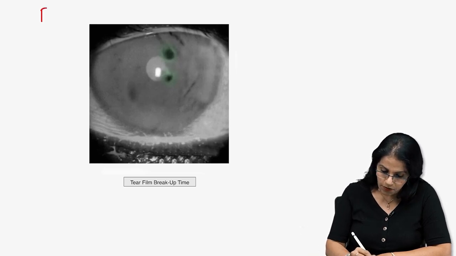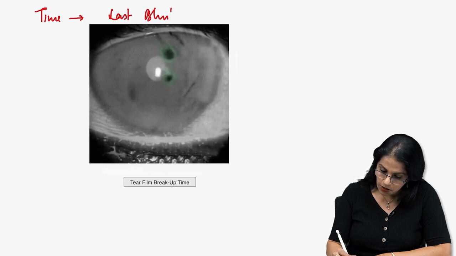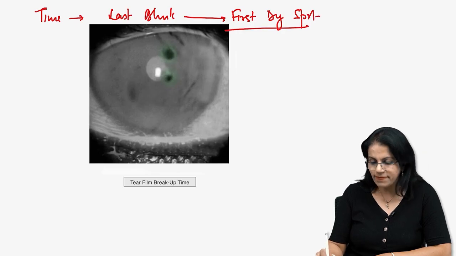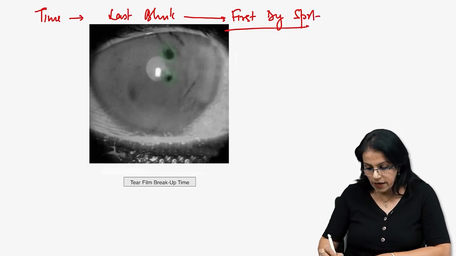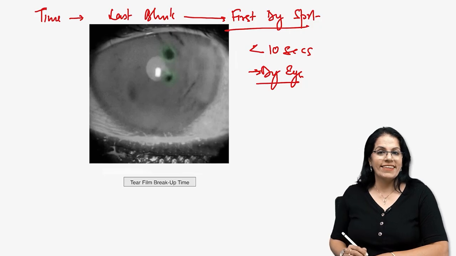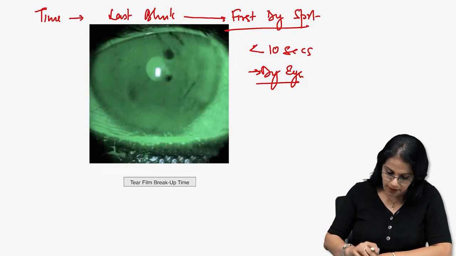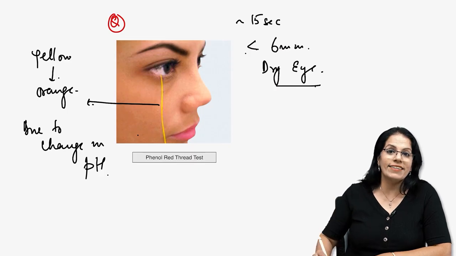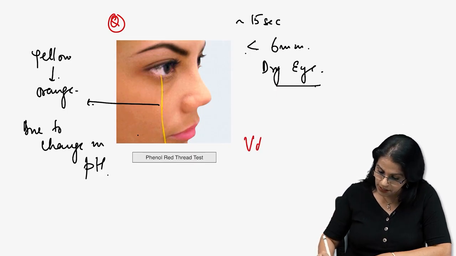First dry spot. So, the time which is measured is from the last blink to first dry spot. Okay. Right. So, if it is less than 10 seconds, again this is significant, considered as a dry eye. What are you measuring here? Of course phenol red thread is the same as your Schirmer's test. We are again measuring the volume of tear.